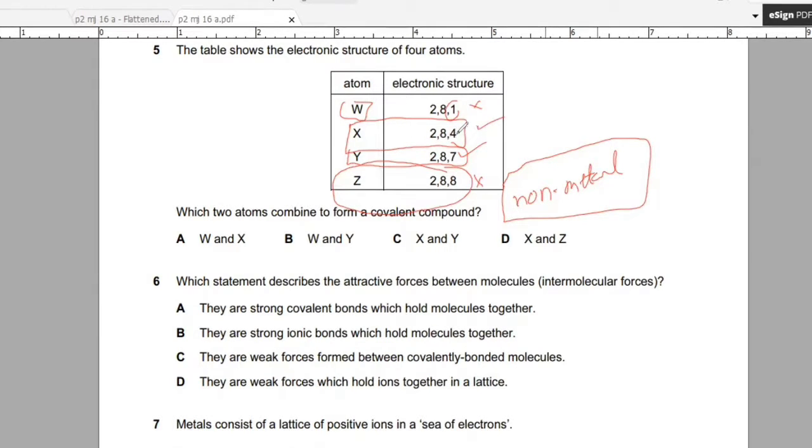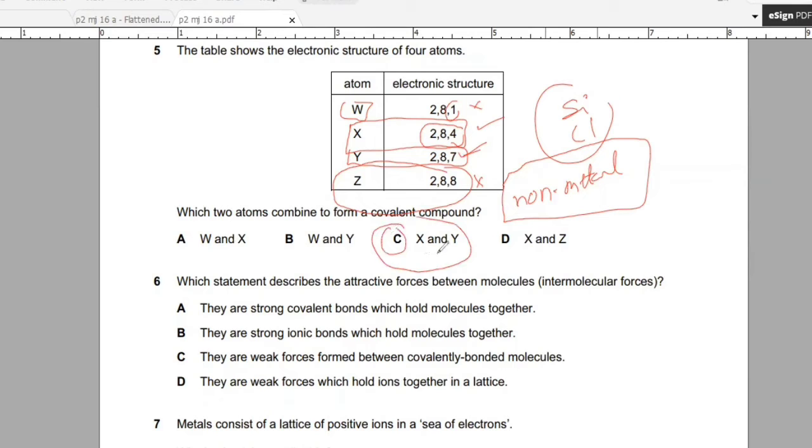Okay, so what is the element X? It is 2,8,4. That means it could be silicon. So silicon is a non-metal, and this one is 2,8,7. What is the name of the element? 2,8,7 is 17, which means it's chlorine. Okay, so both are actually non-metals. So what is the right answer for this question? The right answer is actually option C. X and Y are the non-metals.